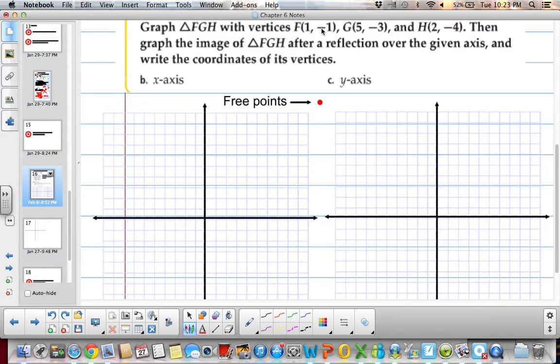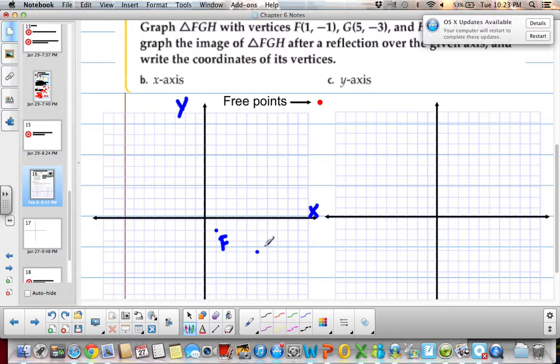Okay? So F is (1, -1), so we're going to go over 1 because our first number is x. Here's the x-axis, here's the y. Over 1, and then down 1 because it's -1. Okay? And then I'm going to write, so we remember that that's F. Okay, and then G is over to the right 5. 1, 2, 3, 4, 5. Down 3. 1, 2, 3. Okay, and then there's my G.